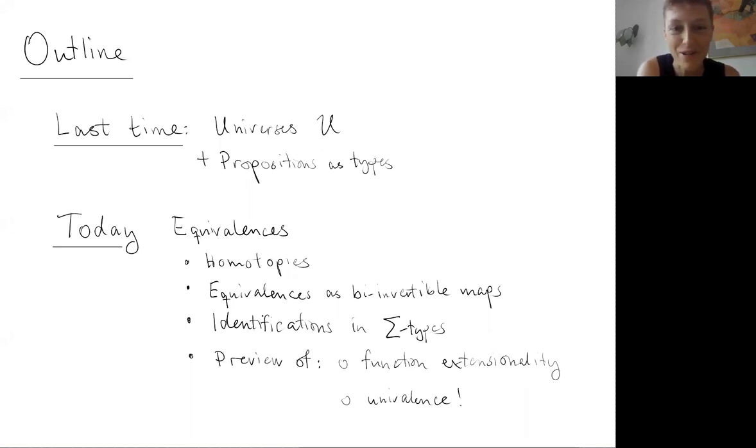Last time he told us about universes and propositions as types, and today we're going to hear about equivalences. So Ulrik, please take it away. Thank you very much. So last time we did universes and we rounded off the basic structure of type theory.